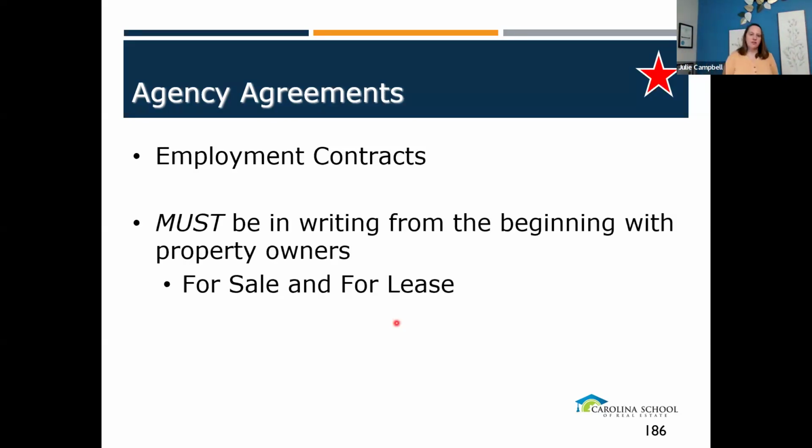Agency agreements, here's another: they must be in writing from the beginning with property owners. There is no such thing as oral seller agency or oral landlord agency. The only oral relationship we can have at first is with buyers and tenants. So our agency agreement must be in writing. I cannot perform a single service for an owner unless I have the agreement in writing. That is for sale with sellers, for lease with owners in a property management situation.